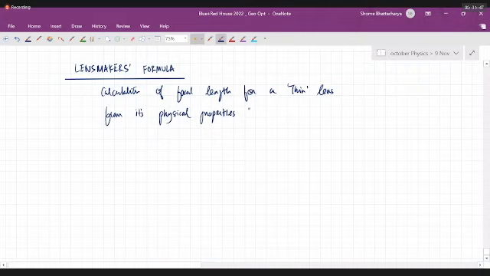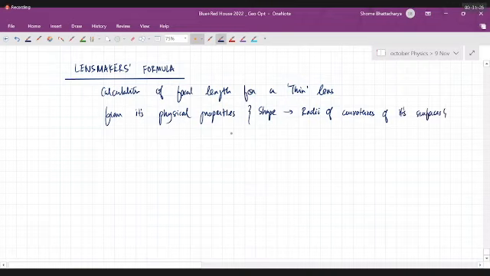So the physical properties are basically the shape, which is numerically the radii of curvature for its surfaces, and the refractive index of its material. So these are the two physical properties of a lens.